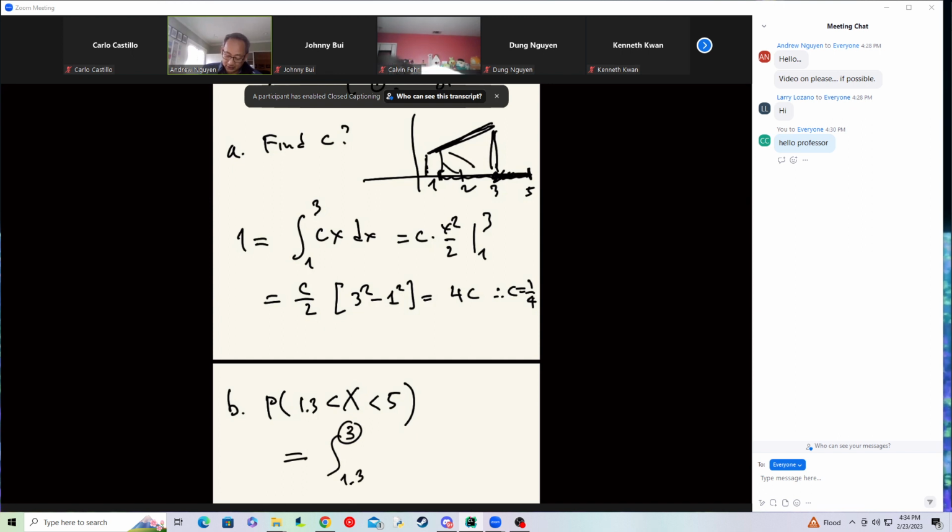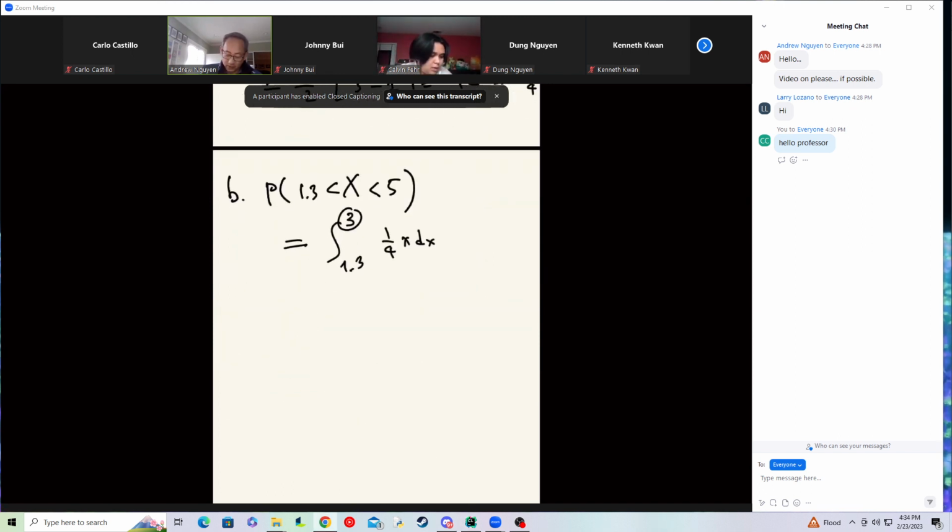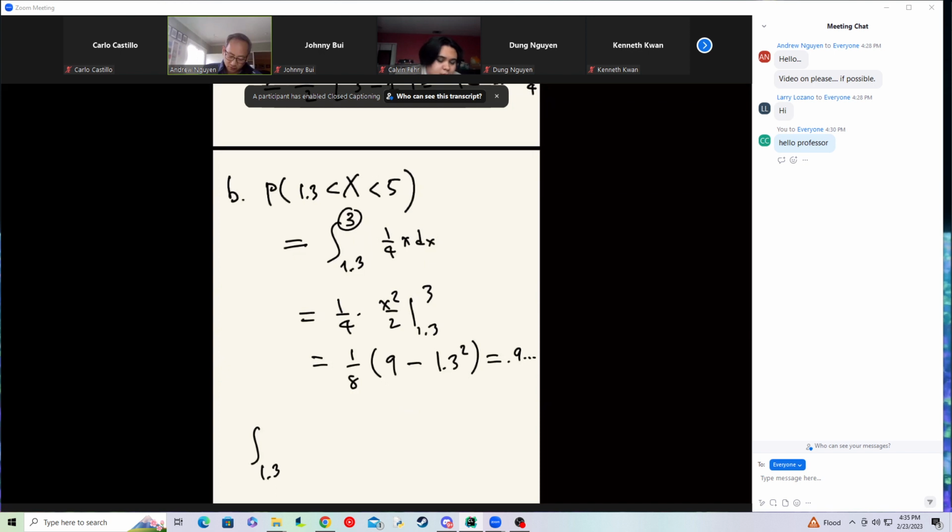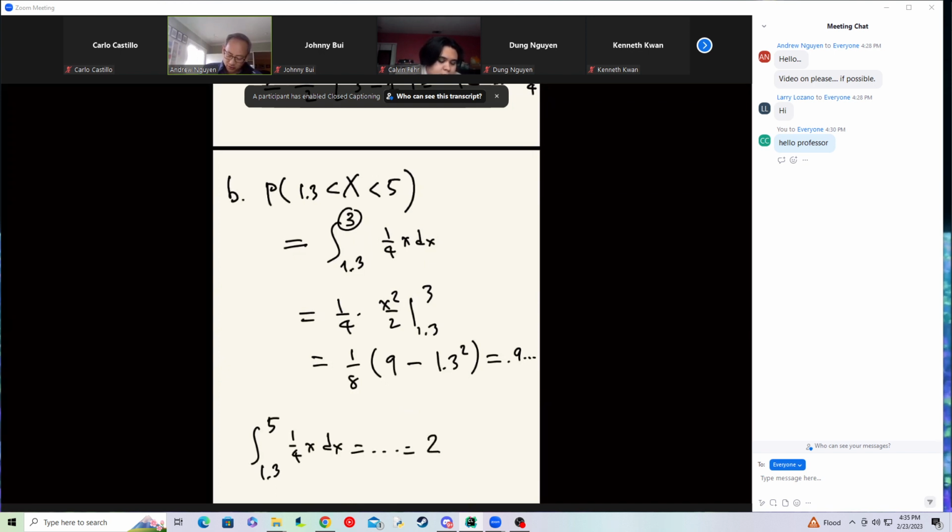The integral is 1/4 x dx. I pull out the 1/4, and the antiderivative of x is x squared over 2, from 1.3 to 3. So you get 1/8 times (9 minus 1.3 squared), which is about 0.9 something. Had you set up the problem as 1.3 to 5 of 1/4 x dx, you would get 2 point something.